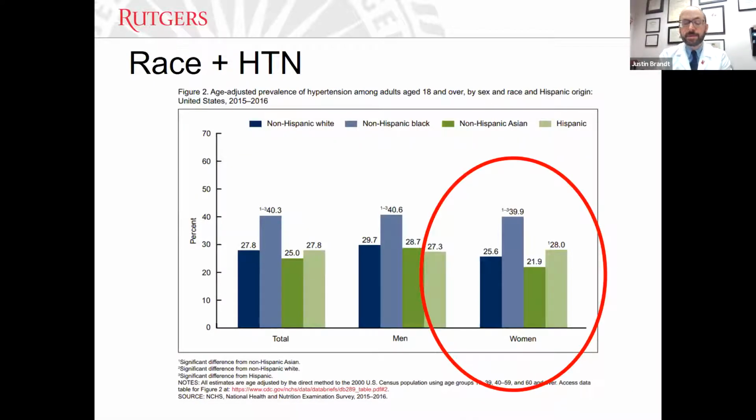And this is shown slightly differently here. This is age-adjusted prevalence of hypertension among adults by sex and race. So I've highlighted the women here, and we see that among non-Hispanic white women, 39.9% had hypertension, according to this data from the National Health and Nutrition Examination Survey from 2015 to 2016. I'm sorry, that's non-Hispanic Blacks who were almost 40% here.